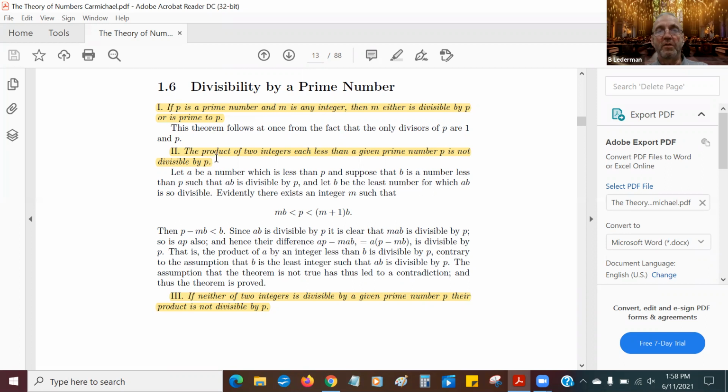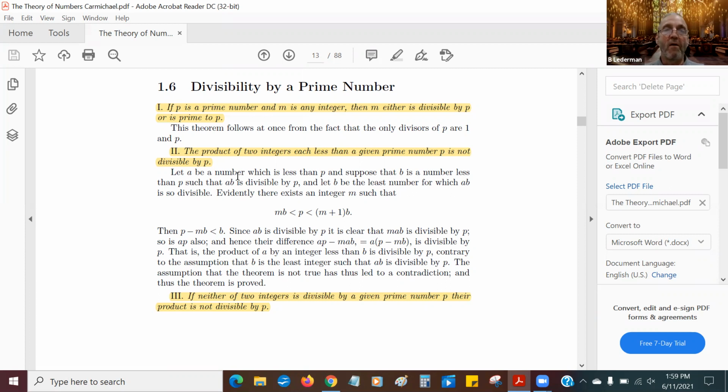Now, let's go on to the next one. Number 2: the product of two integers, each less than a given prime number p, is not divisible by p. So if p is a prime number like 7, and 2 is less than 7, 3 is less than 7, 2 times 3 equals 6, so 6 is not divisible by 7. Or let's take bigger numbers, like 4 and 5. 4 times 5 is 20, and that is not divisible by 7. So if I have two numbers, each less than my prime, and I multiply them together, the product is not divisible by said prime.